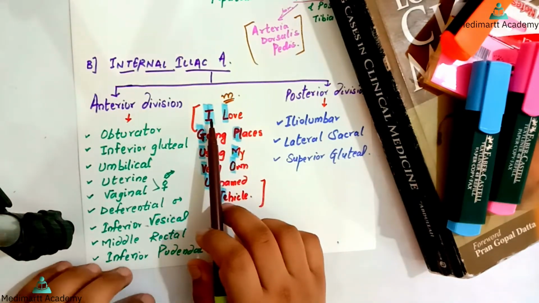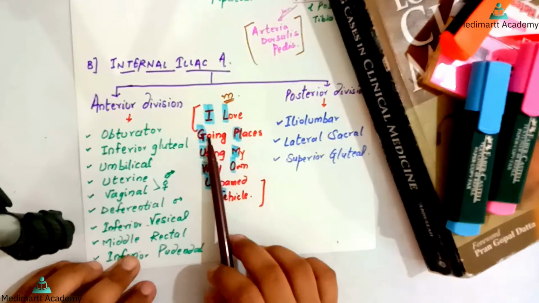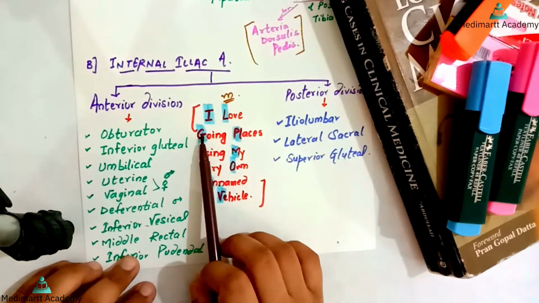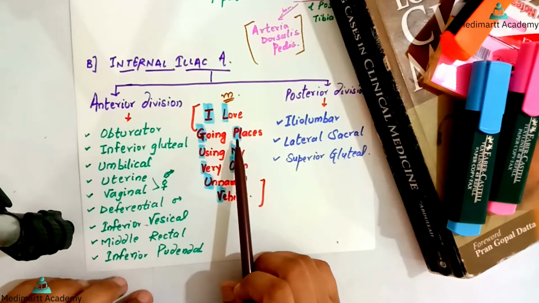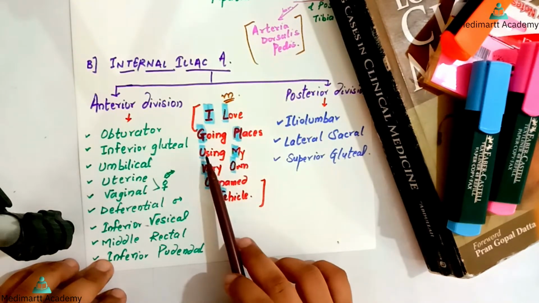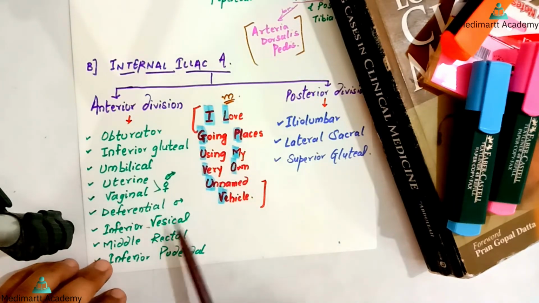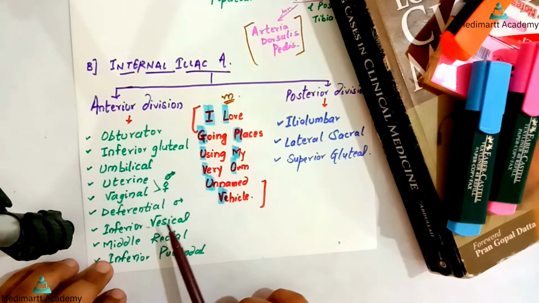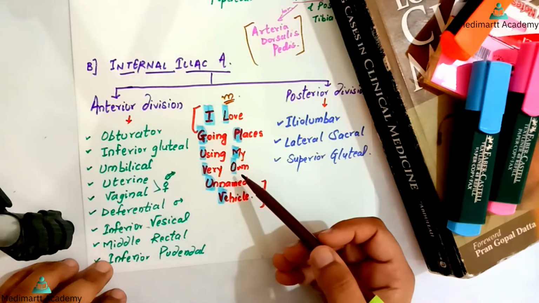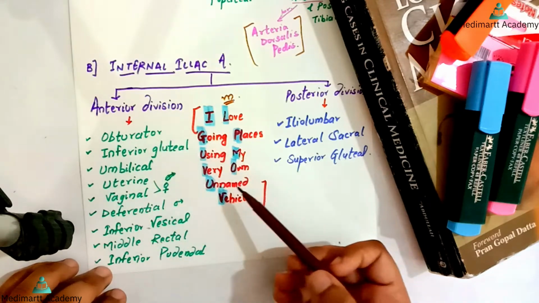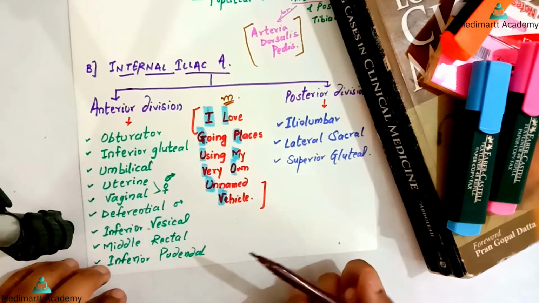I stands for the iliolumbar artery, L is the lateral sacral artery, and G is the gluteal artery. Gluteal includes both the superior gluteal artery and the inferior gluteal artery. Then we have P for the pudendal artery. U is for the umbilical artery. M stands for the middle rectal artery. V stands for the vaginal artery. Then O is for the obturator artery. U is again for the uterine artery, and V is for the inferior vesical artery.